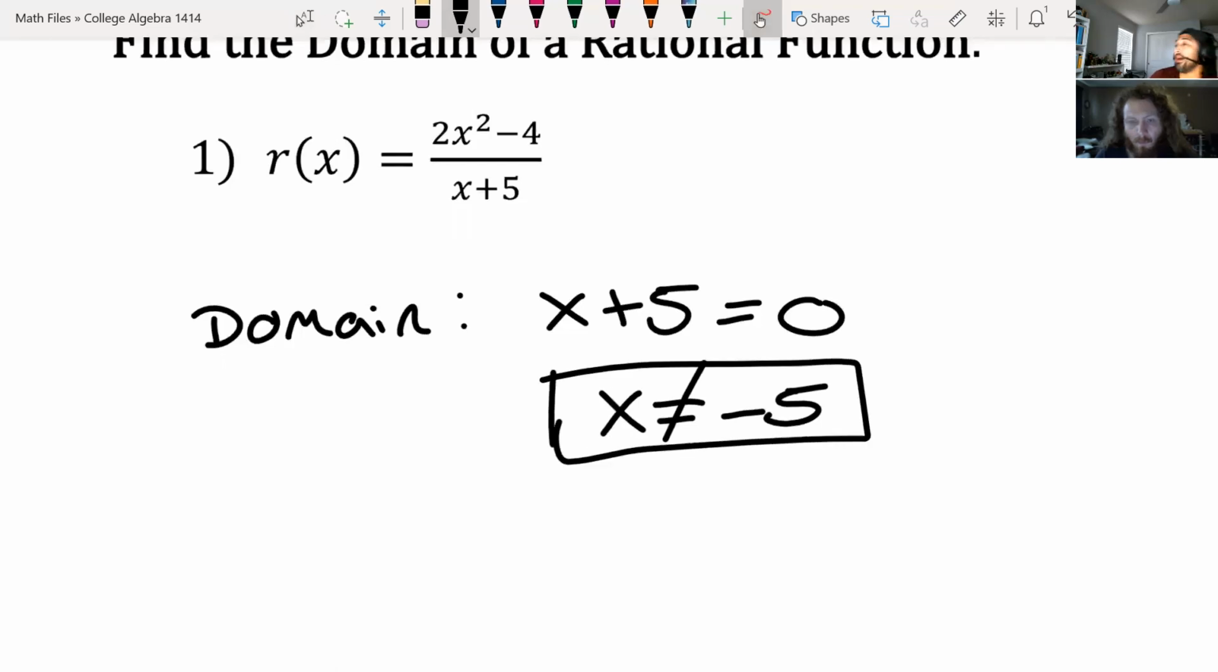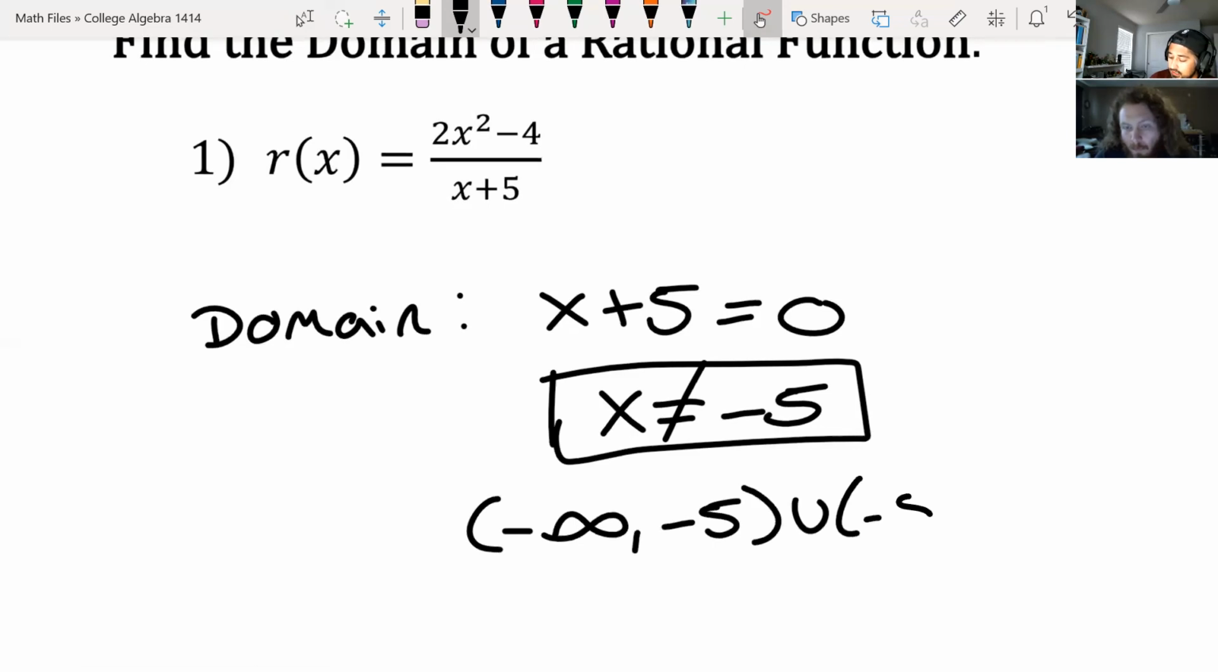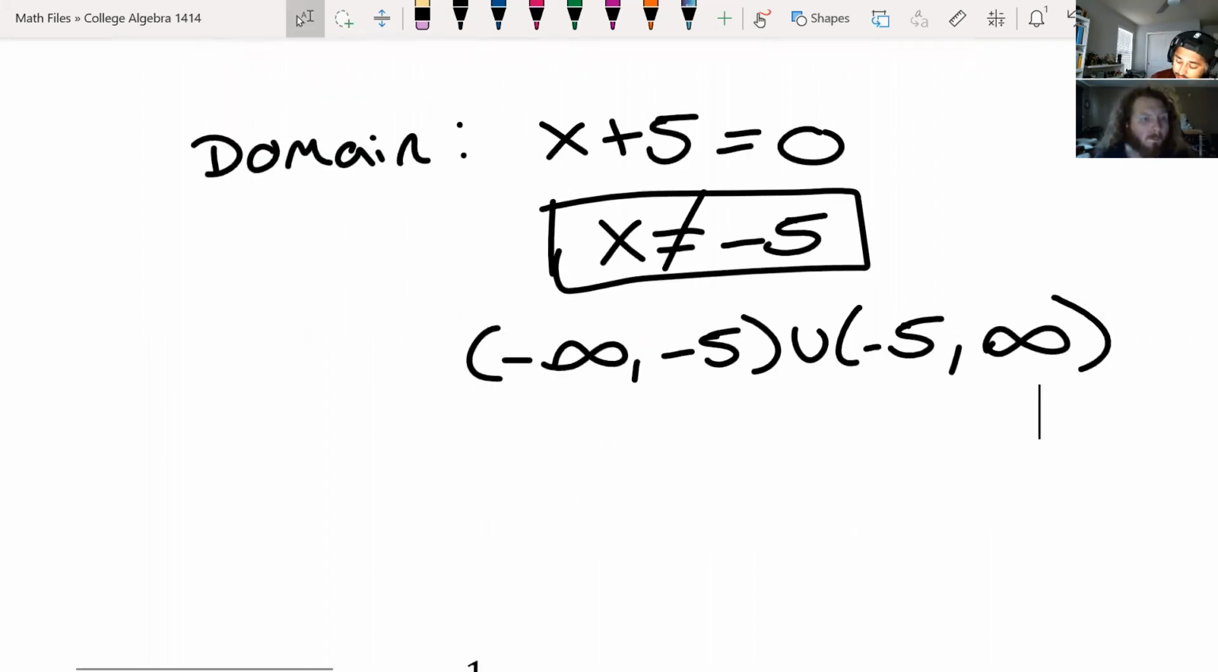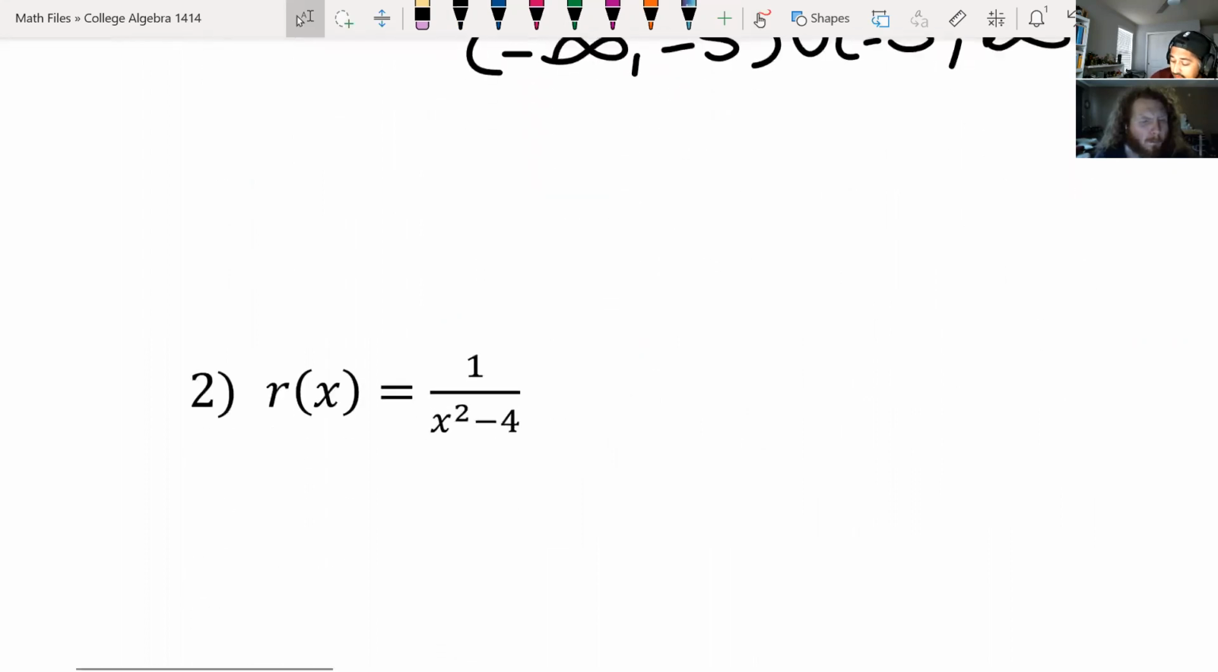x cannot equal -5. We can even do the interval notation, -∞ to -5, union -5 to infinity. All right. Everybody good with that? Like I said, should be a refresher. Hopefully by now we know how to find the domain of rational functions. Okay, let's do it again.